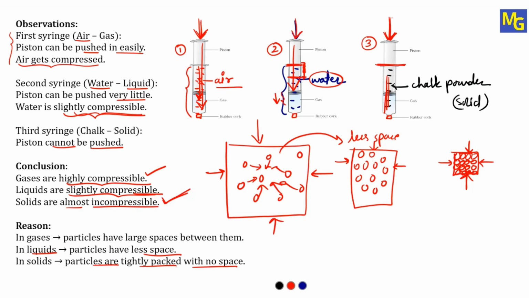So this is the reason why we can see this observation in case of this activity. So I hope you understood the activity. Now we'll move on with the next.